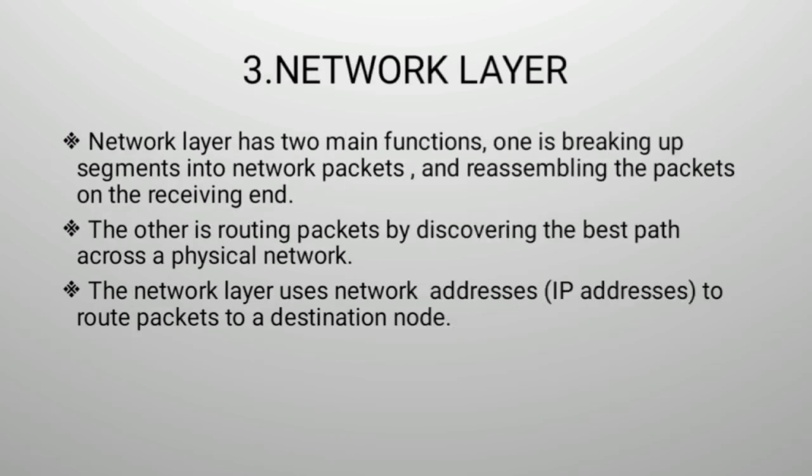Third, the network layer. The network layer has two main functions. One is breaking up segments into network packets and reassembling the packets on the receiving end. The other is routing packets by discovering the best path across a physical network. The network layer uses network addresses, IP addresses, to route packets to the destination node.